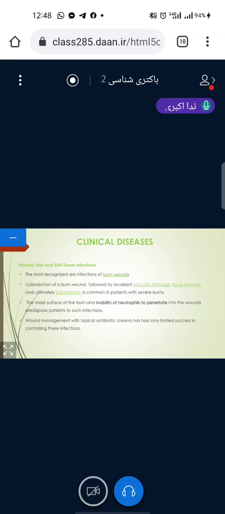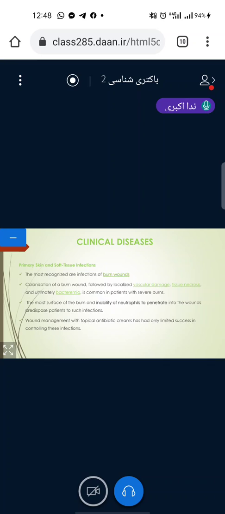The other important infection is primary skin and soft tissue infection. As I told you, this kind of bacteria produces different kinds of enzymes which are potentially degrading tissue. So of course they make soft tissue infections. Pseudomonas aeruginosa can cause a variety of primarily skin infections. The most recognized are infections of burn wounds.